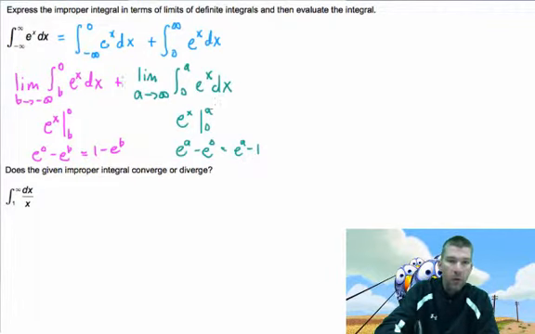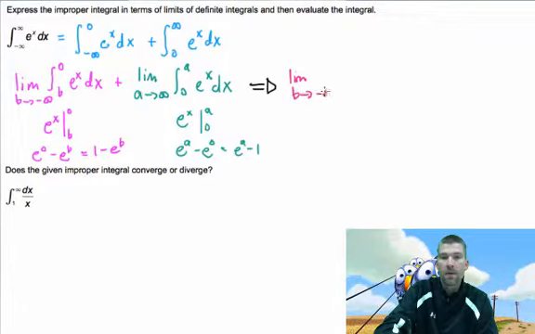So when I look at these two limits, my pink limit, what I'm going to end up with here, in pink, is the limit as b goes to negative infinity of 1 minus e to the b, plus, and then in the green color now, I'm going to have the limit as a goes to positive infinity of e to the a minus 1.